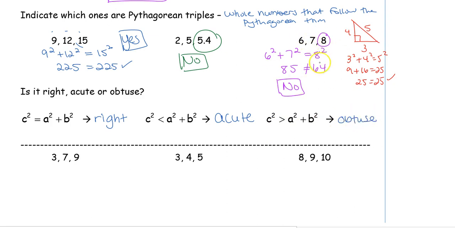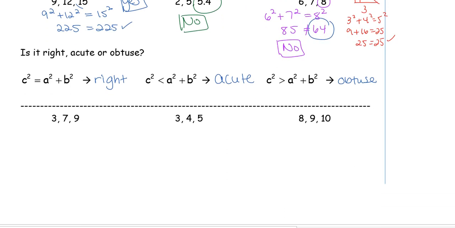So above here, the hypotenuse squared is 64. That's less than the legs squared. So this right here would be an acute triangle. We want to always put the hypotenuse first when we list it, and that way it's easier. Less than is acute, greater than is obtuse.